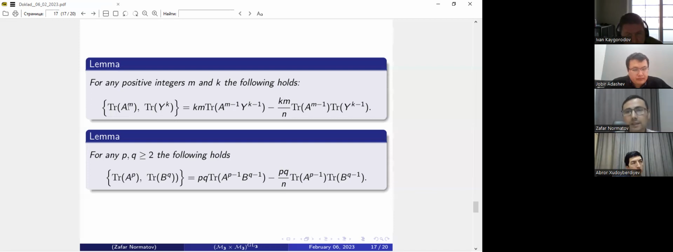So if you change A with the X, you don't need this part of the formula. Just you take the km and trace of X to the power m minus 1, Y to the power k minus 1. But if you change the X with the A, it's the traceless version of the X. Do you understand?